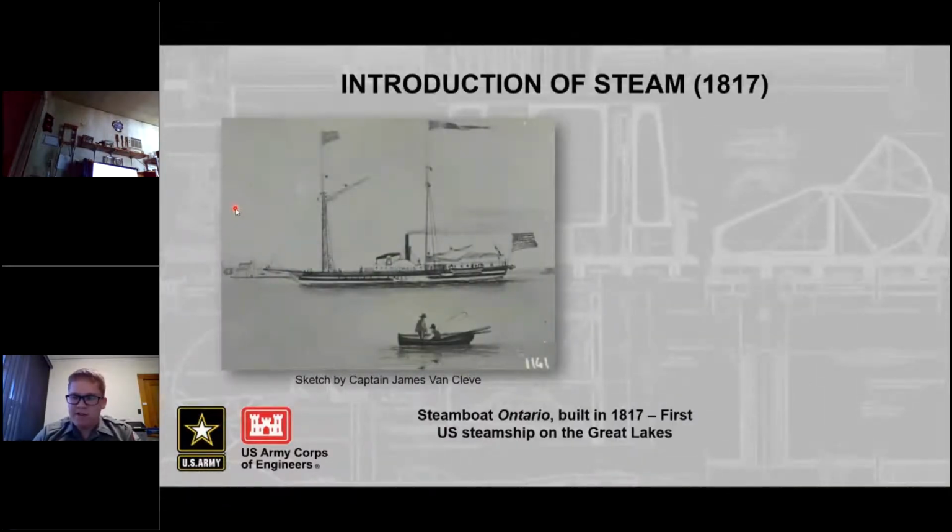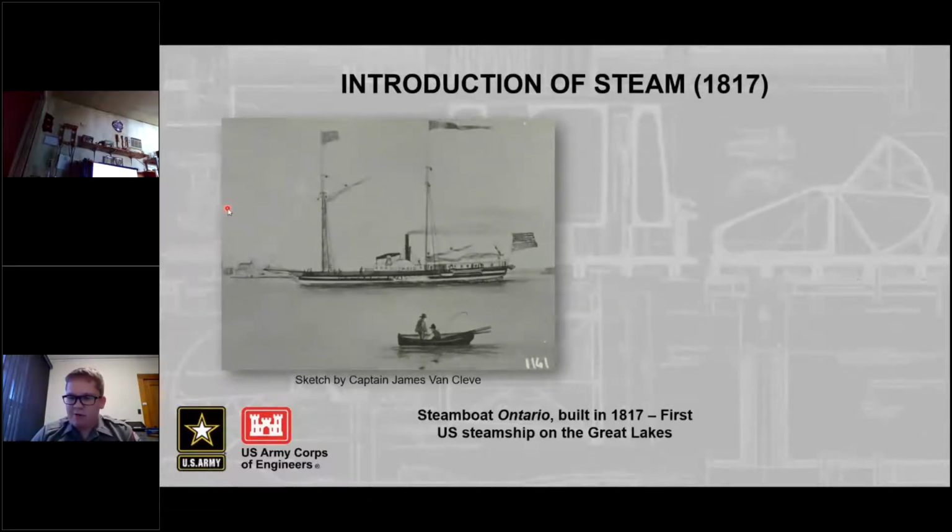And then the introduction of steam, which was a huge improvement for vessels on the Great Lakes. Invented in the 1700s, the first steam-powered vessels on the Great Lakes were built in 1817 on both sides of Lake Ontario, or actually entered service, excuse me. Both the Canadians and the Americans built steam vessels at about the same time. The vessel you see here is the first American steamship vessel, the Ontario.